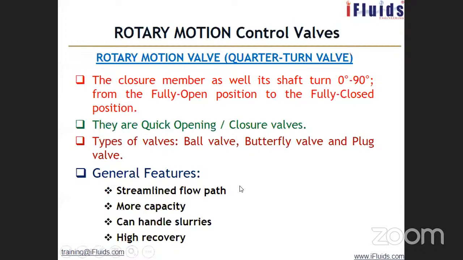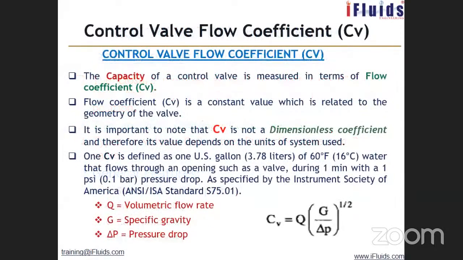Here the features of these rotary motion valves are streamlined flow path, because in a ball valve, once you open fully, it allows the full pipe area available for the flow. So the flow is streamlined, more capacity, they can handle more flow rates, can handle slurries. Slurry means a liquid solid mixture, and high recovery. So these are the advantages or general features of the rotary motion valves.